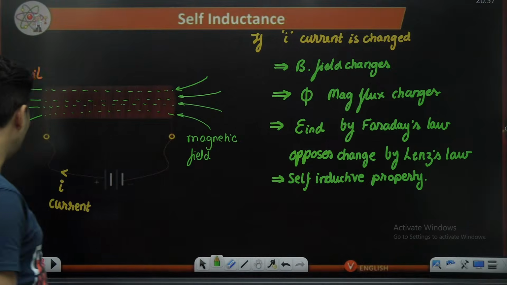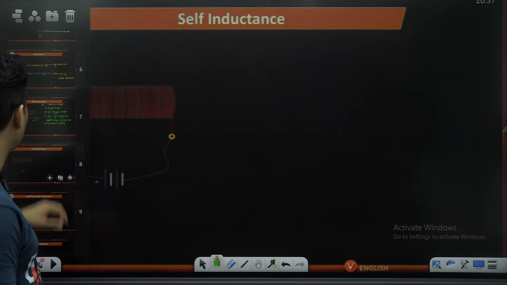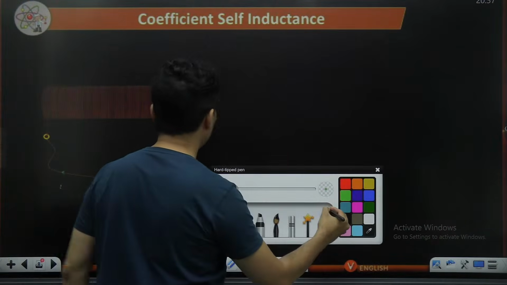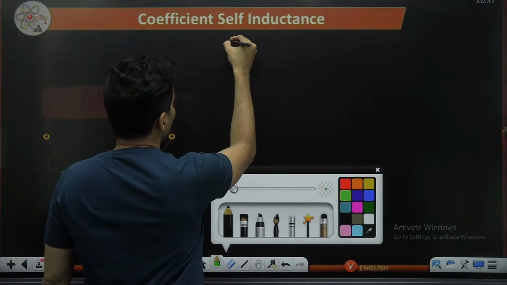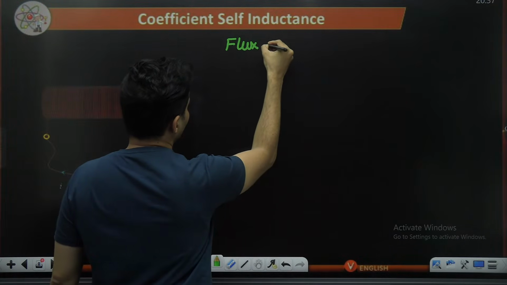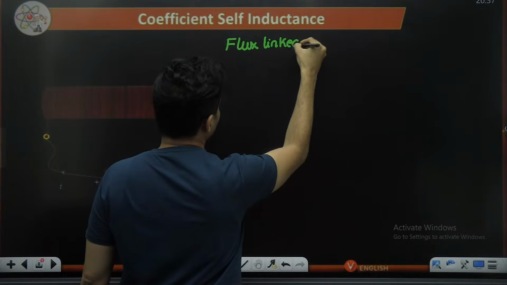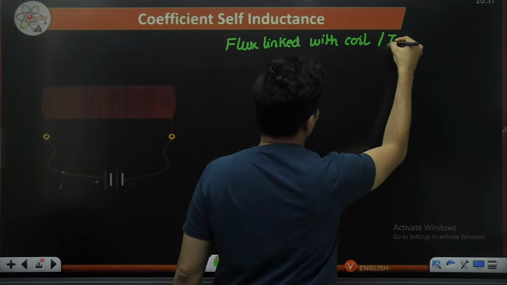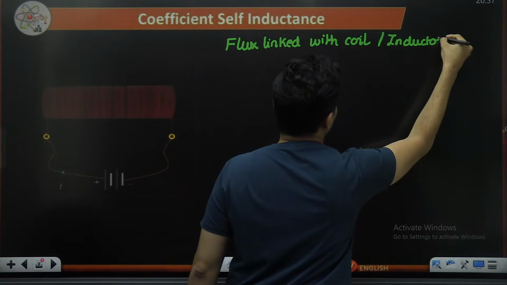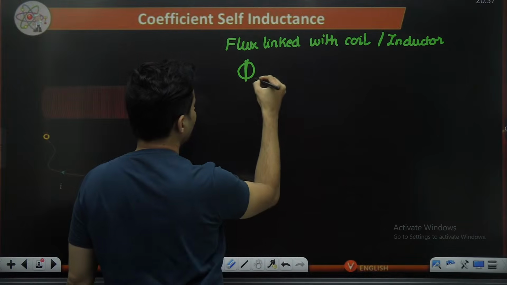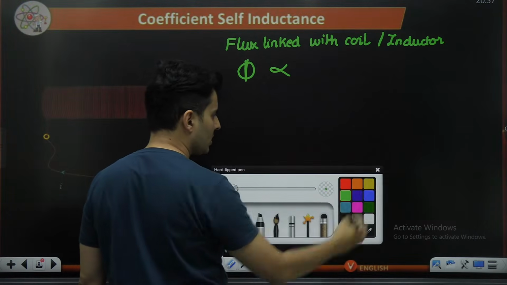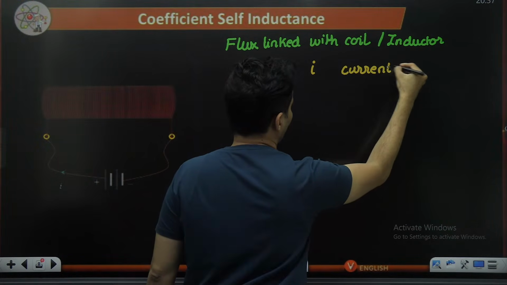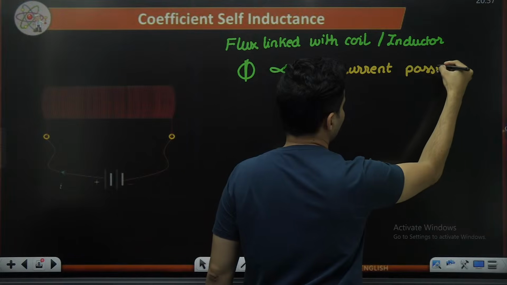Now, to measure how much is that self-inductance, there is a simple way of doing it. You measure the flux through the coil. So you find the flux which is linked with the coil, or basically that inductor, let's say I call it phi, and you will see that it will always be proportional to the current which is passing through it.